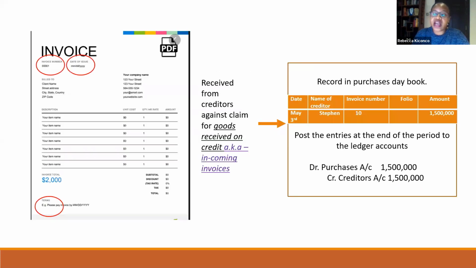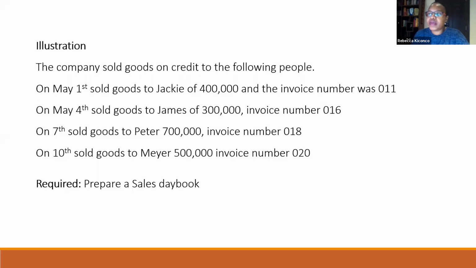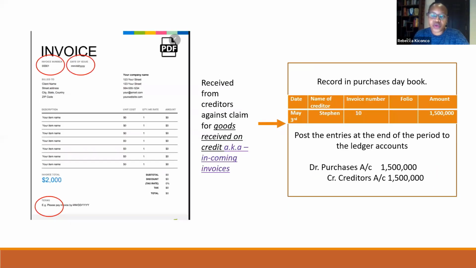Now we're going to look at what we call the purchases day book. The purchases day book comes from the invoice source documents. The invoice source documents for credit purchases or the purchases that you bought on credit, or goods that you bought on credit, or stock that you got on credit.